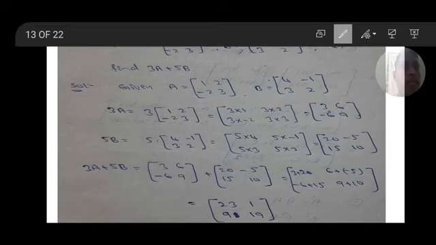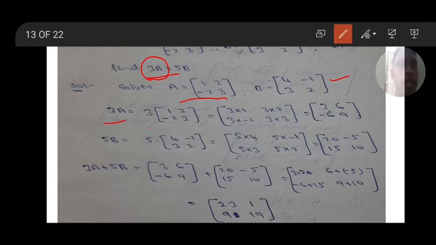Next problem. If A equals the matrix 1, 2, minus 2, 3, and B equals 4, minus 1, 3, 2, then find 3A plus 5B. Given the matrices A and B, we have to find 3A plus 5B. First, I am finding 3 into A.